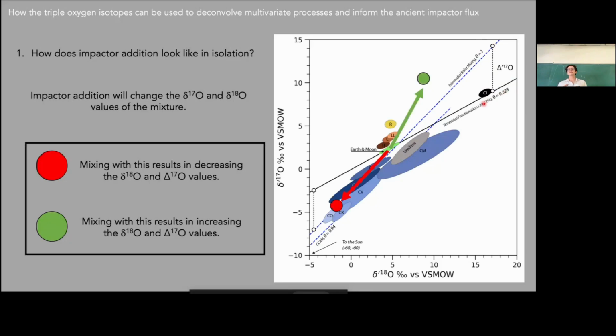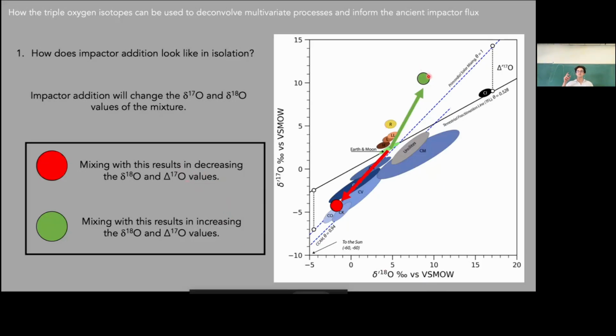And we're going to play a game here to get an idea of what this mixing space looks like. So we're going to conceptualize mixing our pristine moon material with arbitrary thing red, arbitrary thing green. So in the idea of mixing with red in this case, if we take our pristine moon material and mix it with red, we're going to decrease the delta O18 value and the big delta O17 value. And in the case of arbitrary green, the opposite is true. We'll be increasing the delta O18 and increasing the big delta O17 values.